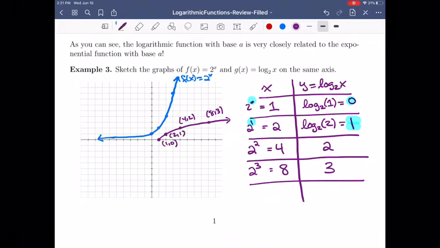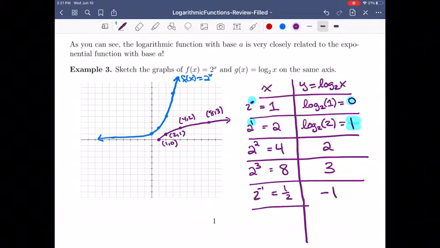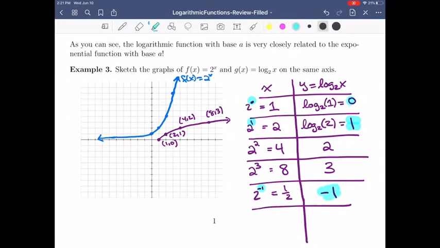What if I did 1/2? If I'm less than 1, this is actually 2 to the minus 1. So the log is going to be minus 1, because remember, we're looking for the exponent of 2 in order to get the number. So at 1/2, I'm actually at minus 1.